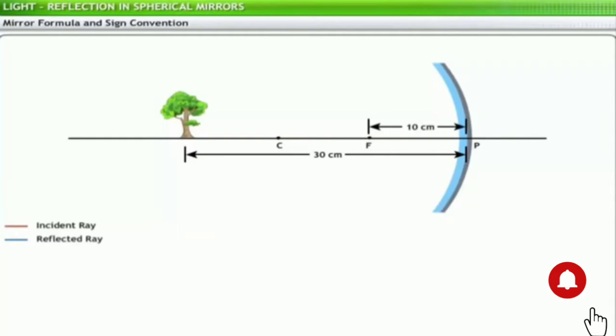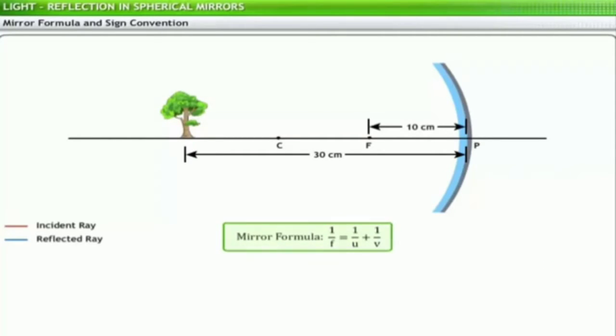The object distance, image distance, and focal length in a spherical mirror are related. The mirror formula defines the relationship between these aspects. 1 divided by f is equal to 1 divided by u plus 1 divided by v, where focal length f is the distance between the pole P and the principal focus F.